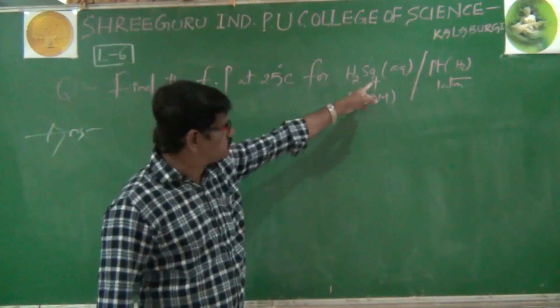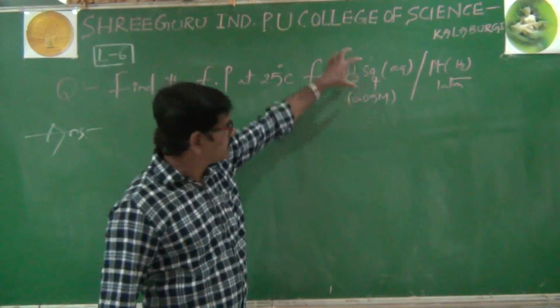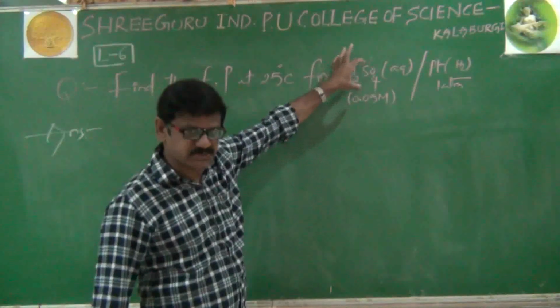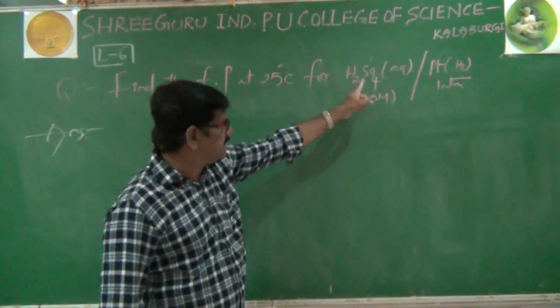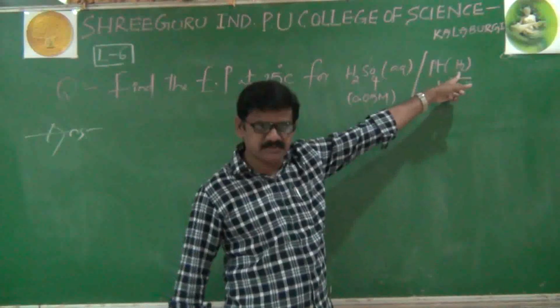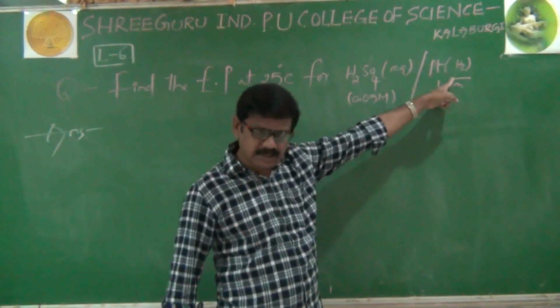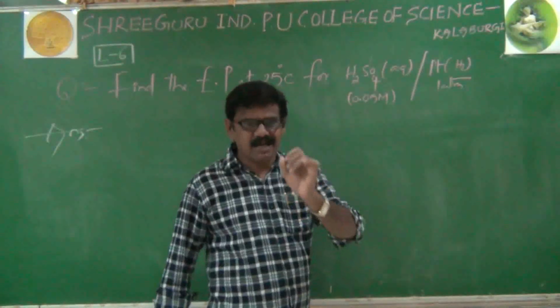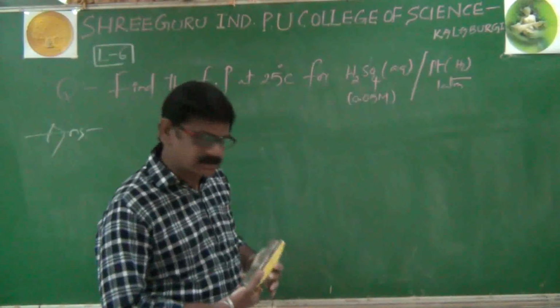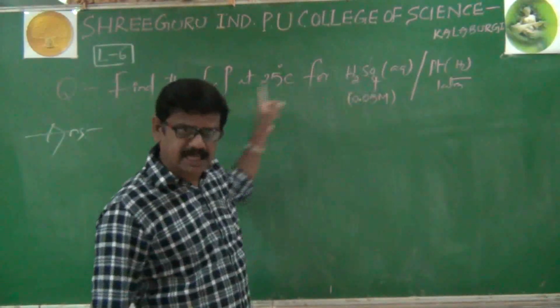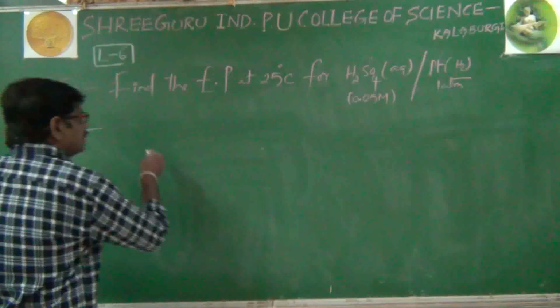Why? Because H2SO4 contains H plus ions. The meaning is H plus oblique H2, nothing but a hydrogen electrode only. Right. Now the given symbol we'll write once again.